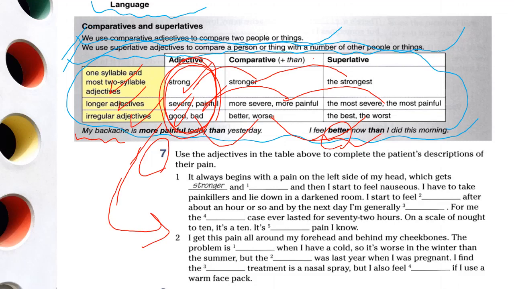Number 2, I get this pain all around my forehead and behind my cheekbones. The problem is bad, very good, when I have a cold. So it's worse in the winter than the summer. But the worst, thank you so much, was last year when I was pregnant. I find the best treatment is a nasal spray, but I also feel better if I use a warm face pack.